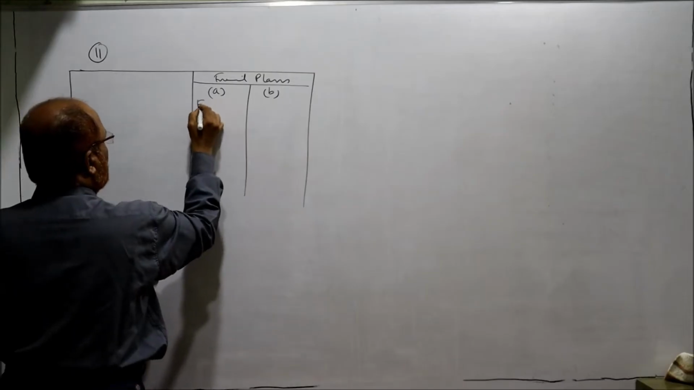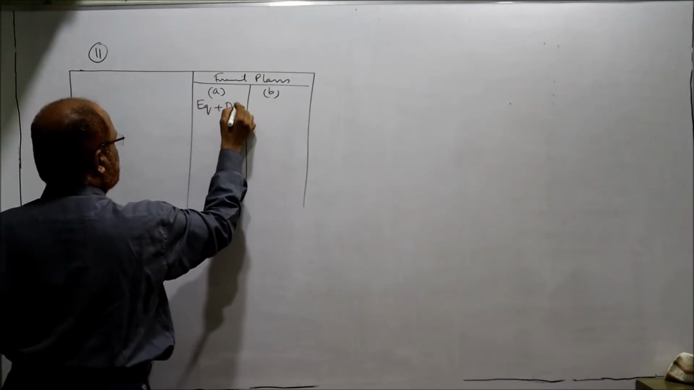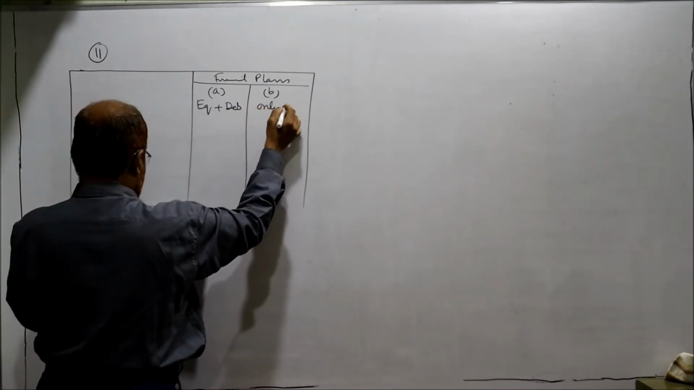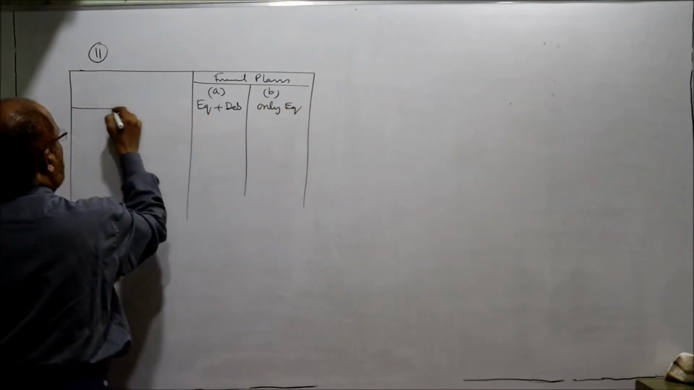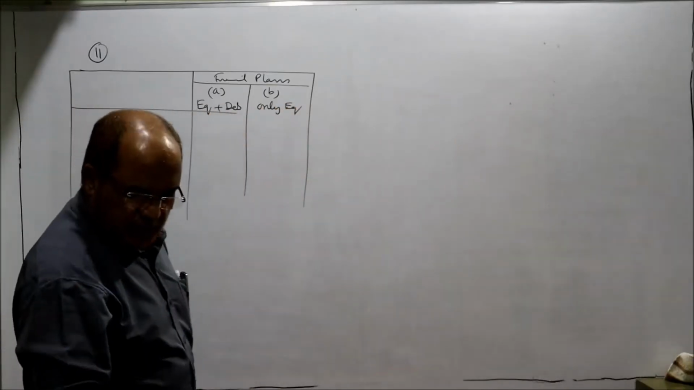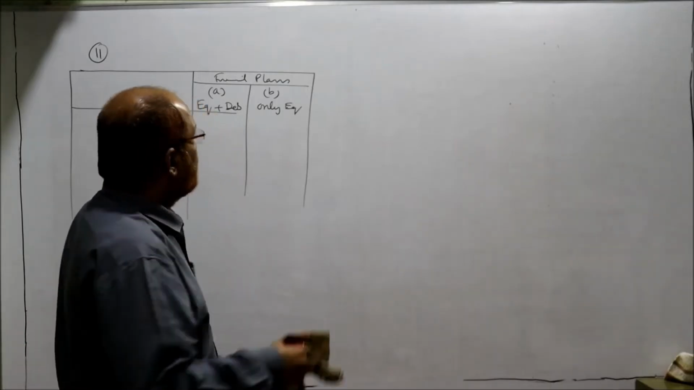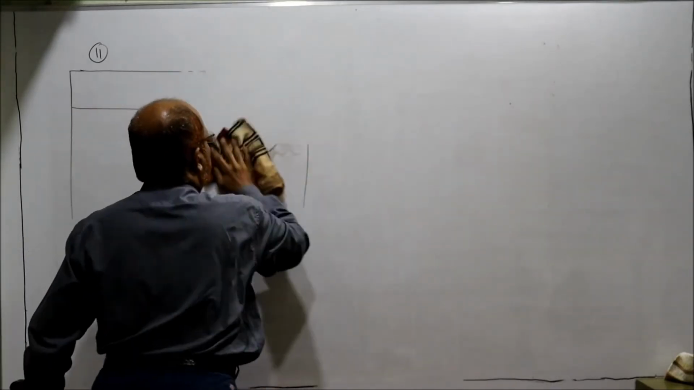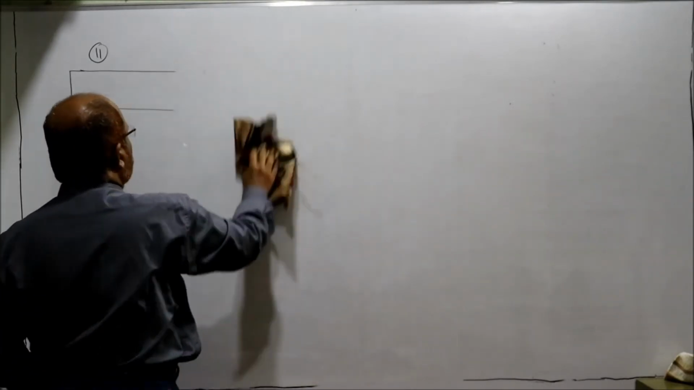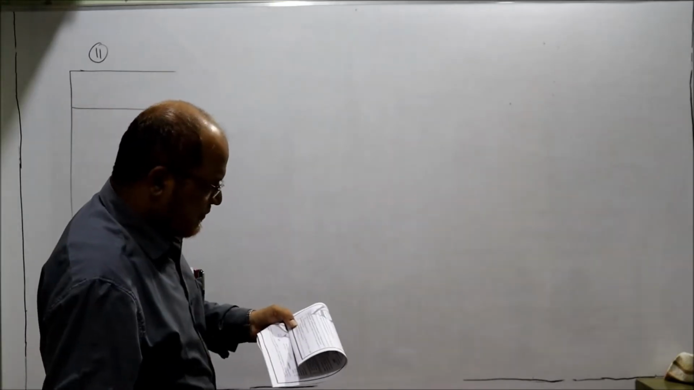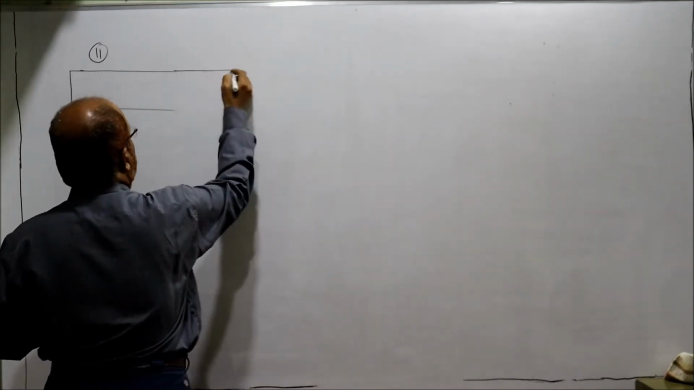Financial plans: equity plus debt. This is only equity. Else we can calculate in both ways also. At the same time we calculate by taking 40,000, 70,000 and 80,000.